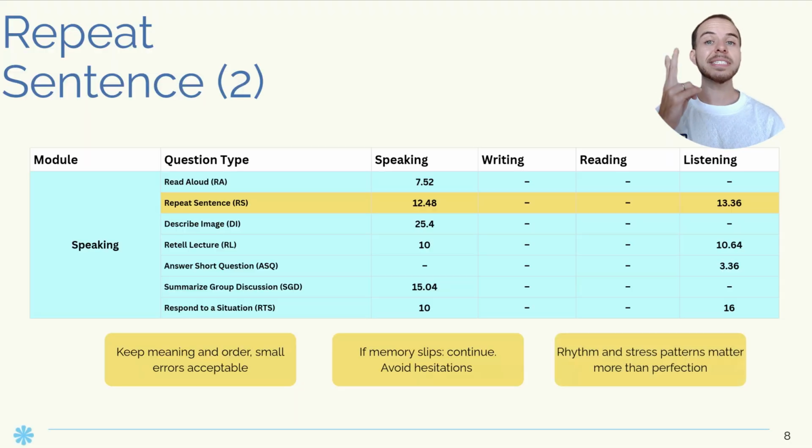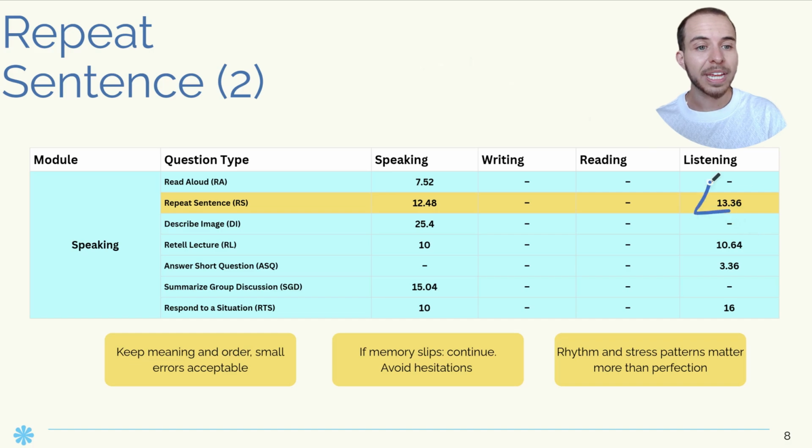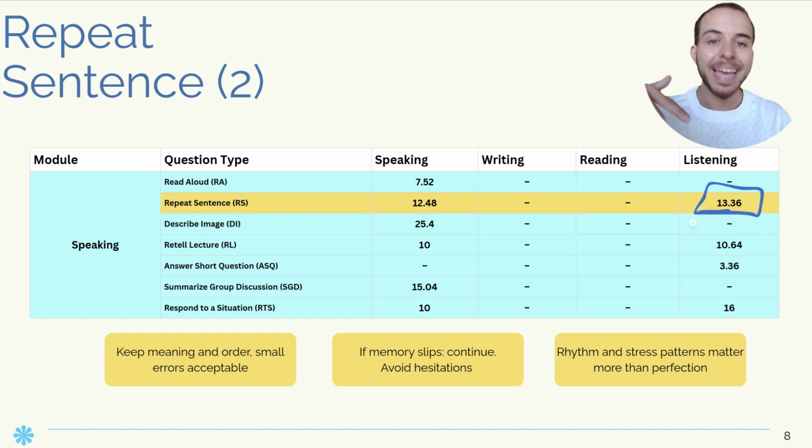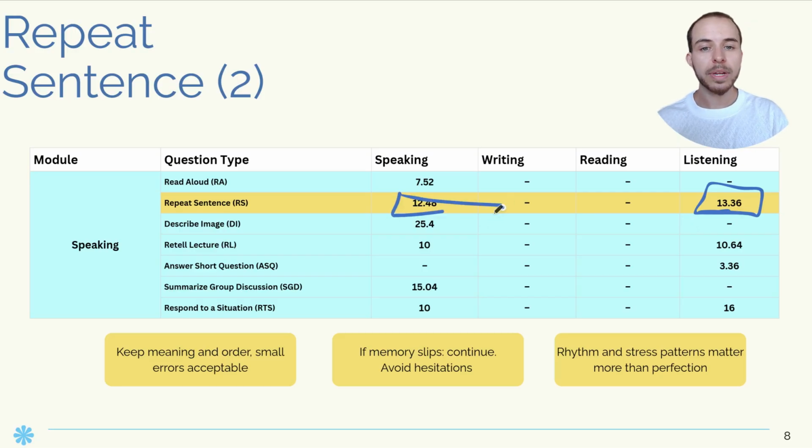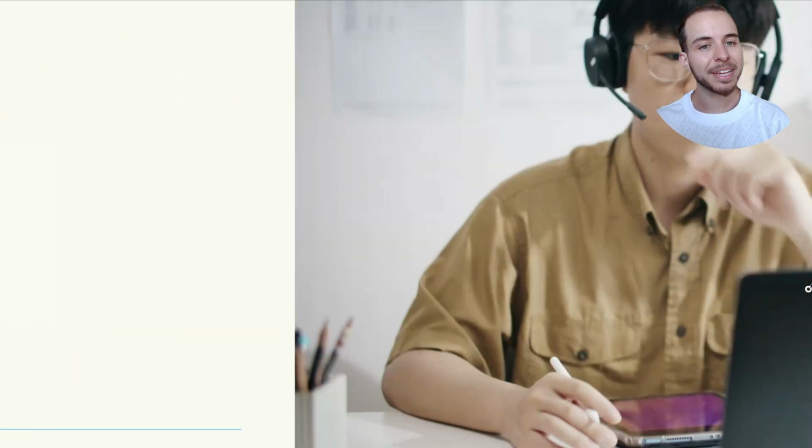Now, as we get into the second question type, it is repeat a sentence. I do want you to note that you are getting marks for your listening section because you have to listen to the sentence and repeat it. So it's one of the few areas where you get speaking and writing, and we have some more down here as well, where you get points for listening. Good to keep that in mind.